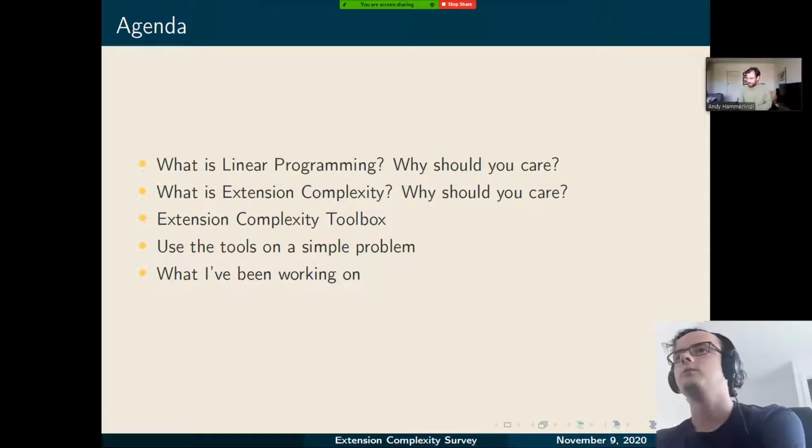So I'll be talking about linear programming and its applications, and then how that brings motivation for a definition of extension complexity. After that, I'll be talking about some famous proofs and results in the area of extension complexity and how they can be used to bound those values. And then I want to apply those tools on a simple problem. And then, time permitting, hopefully I can talk about how you can extend those results into what I've been working on.